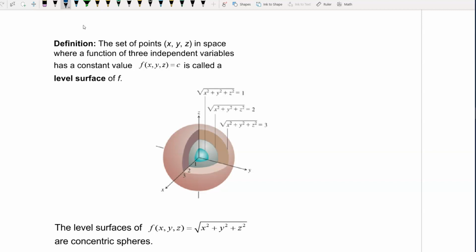Definition: the set of points x comma y comma z in space where a function of three independent variables has a constant value, f of x comma y comma z equal to c, where c is for constant, is called the level surface of our function, the level surface of f.